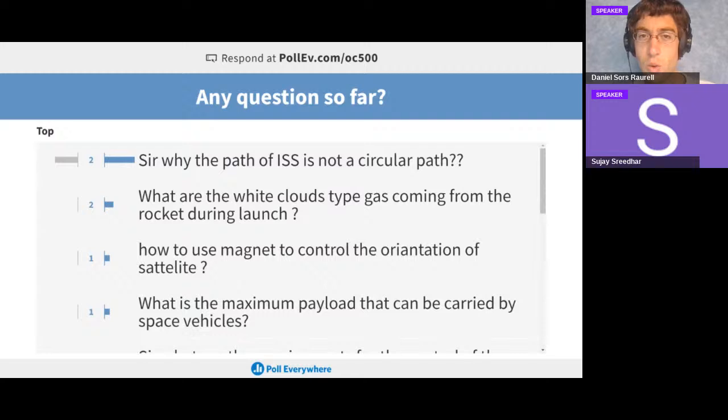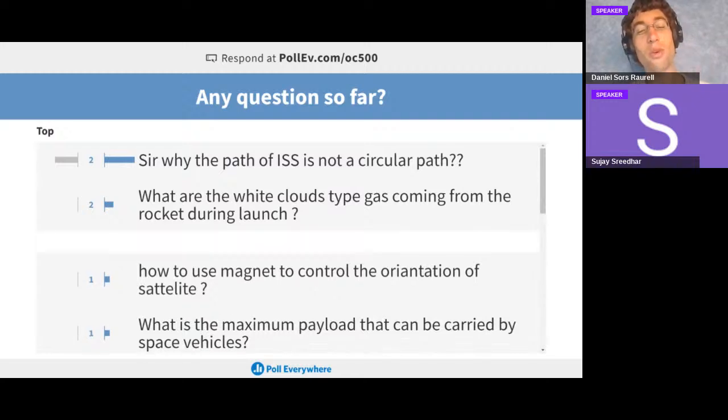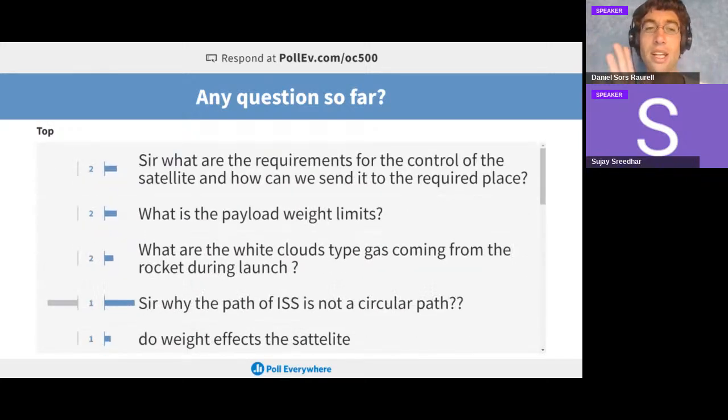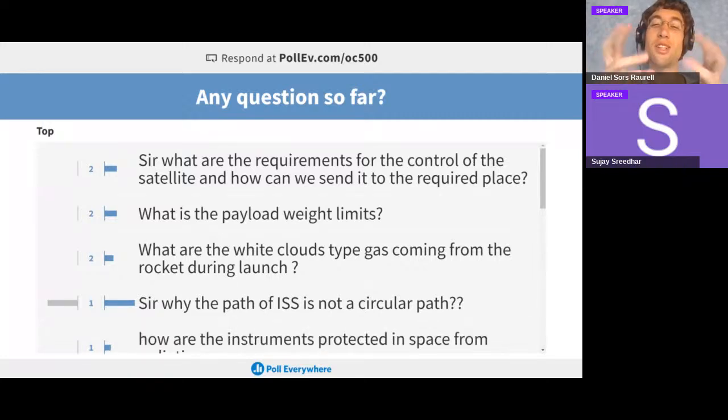What are the white cloud-type gas coming from the rocket during launch? That depends on the rocket. Some rockets use liquid propellant, some others use solid propellant. So the outgassing depends on the content of each of the rockets.